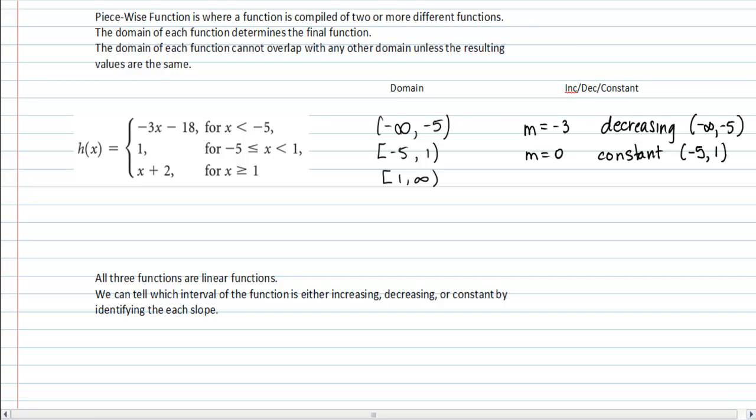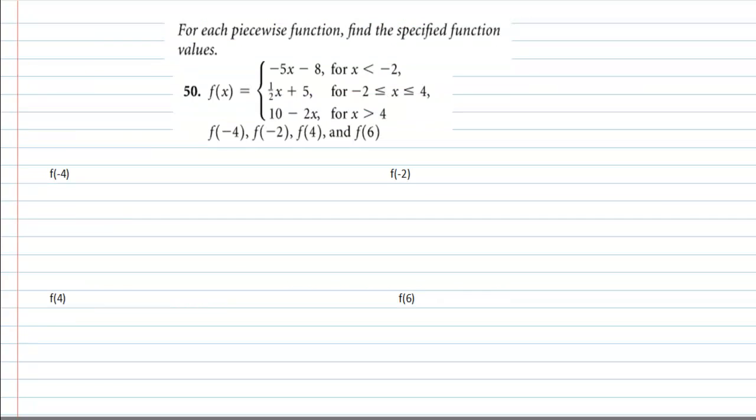Notice that it did not bracket the negative 5 because when it comes to increasing, decreasing, and constant, it is an open interval, therefore we cannot include the endpoints. And for the function x plus 2, it has a slope of 1, therefore it is increasing throughout its whole domain. For each piecewise function, find the specified function value.